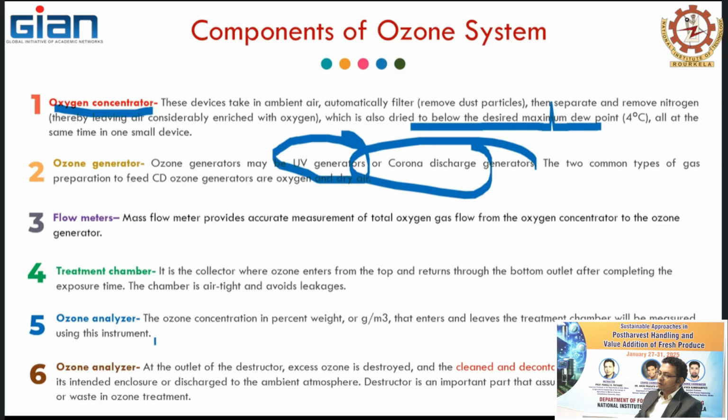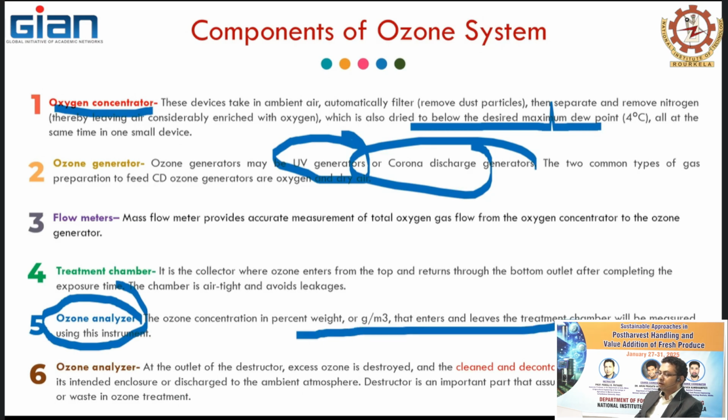Now always the challenging part here is the ozone analyzer, actually, because what is the concentration that is absorbed or utilized during the process? So how much is absorbed and how much leaves the treatment chamber, they need to measure this. So that is the utilized ozone for this process. So there are some techniques, some methods to measure this.